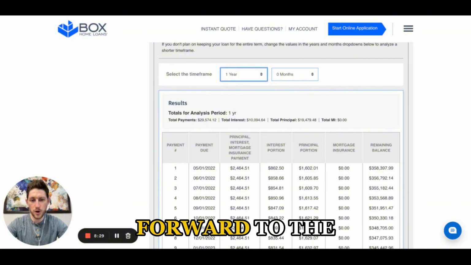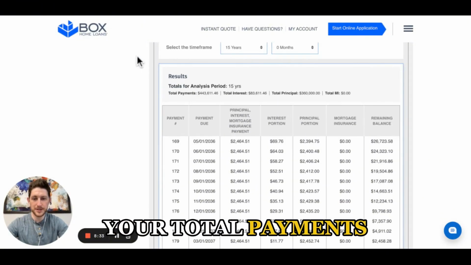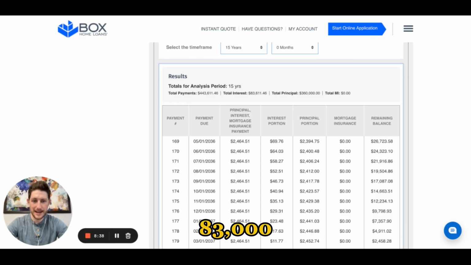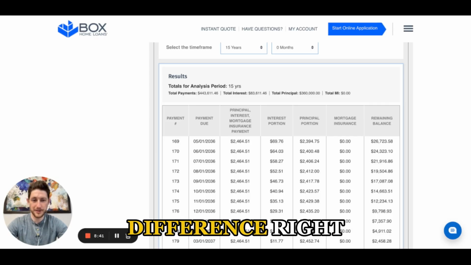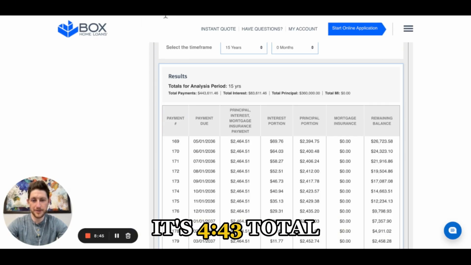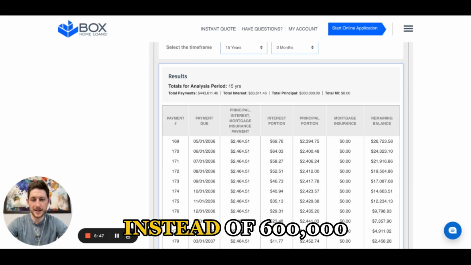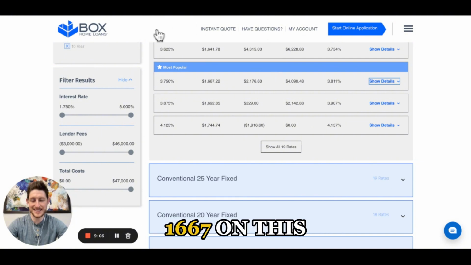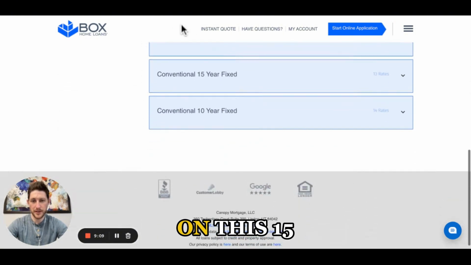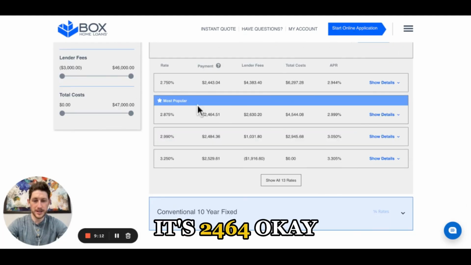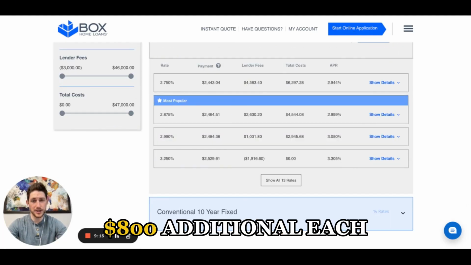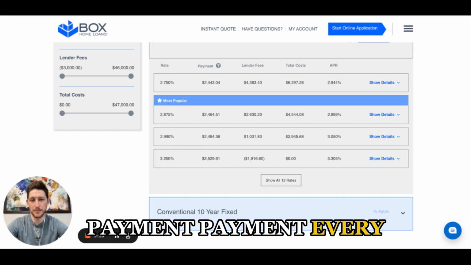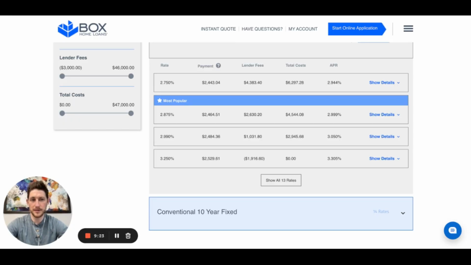If you zoom forward to the end, the total interest that you have paid is $83,000. That is a substantial difference, right? It's $83,000 total out of pocket instead of $600,000. So if you look at the payment though, the payment is $1,667 on this 30-year. On this 15-year, it's $2,464. So about an $800 additional each month. It's about 50% more in a payment every month, because you are paying a lot more off sooner.